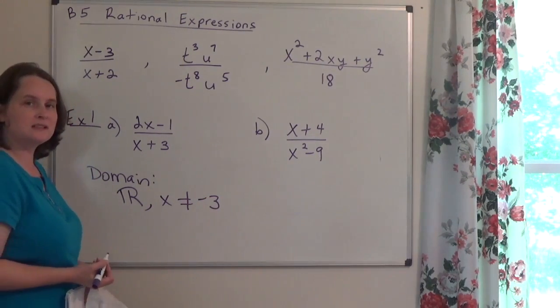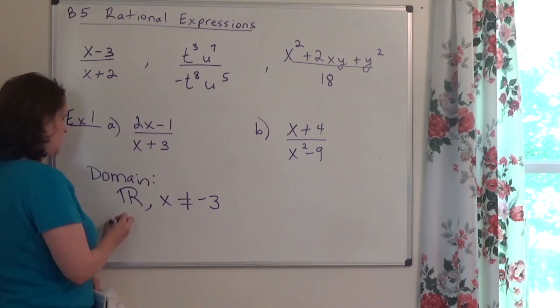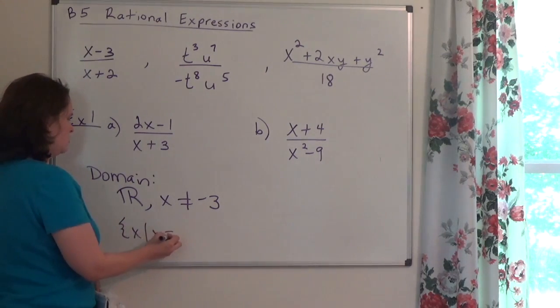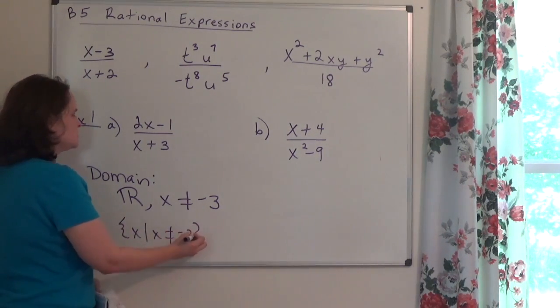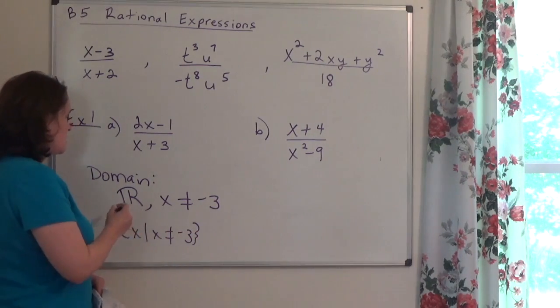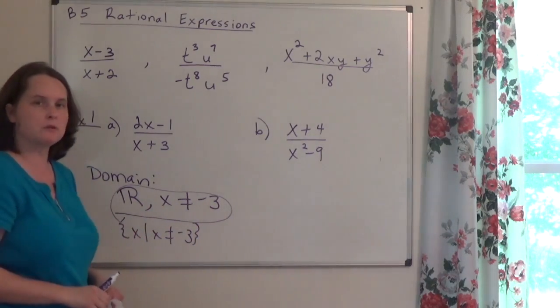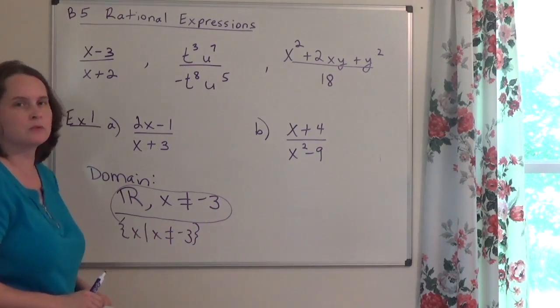You might also at some point need to use set notation to express your answer. If you did, you would just say the set of all elements x such that x does not equal -3. It just depends on which way you're asked to do it in my math lab. As far as I'm concerned, this answer is perfectly acceptable. You're telling me that it's all real numbers except x cannot equal -3, and that's good.